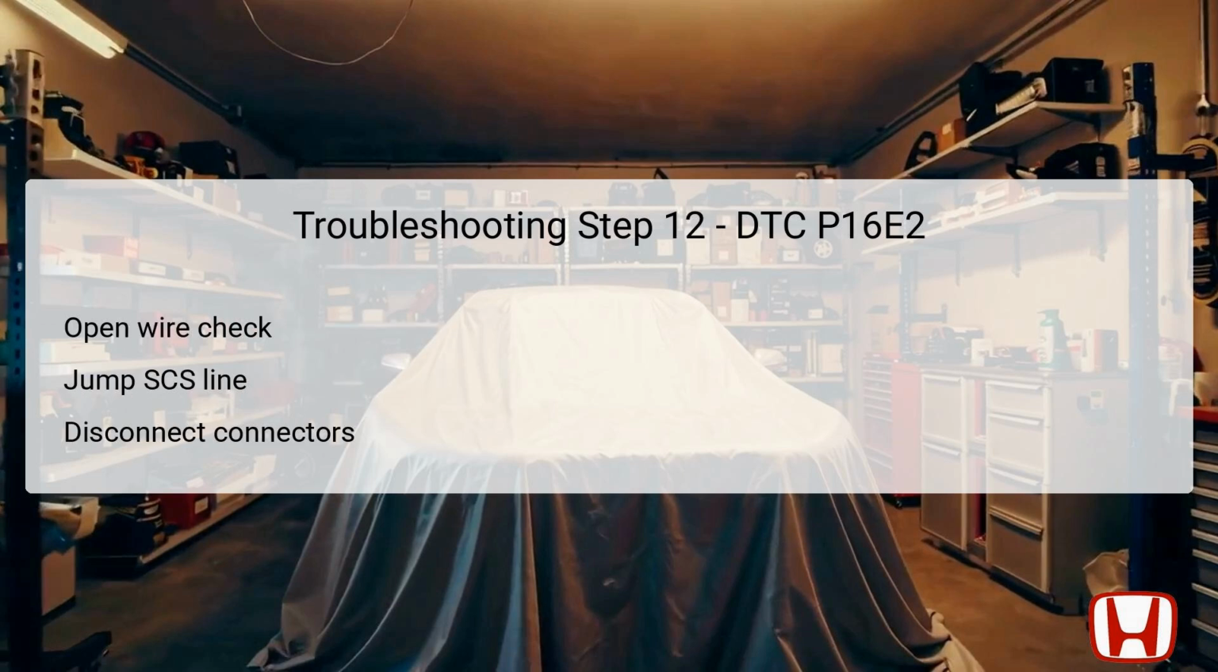In Step 12 of the troubleshooting guide for DTC P16E2, another open wire check is necessary to ensure thorough diagnosis. The process, once again, includes jumping the SCS line with the HDS, giving it necessary time to stabilize. Subsequently, you'll disconnect both the alternator's 1P and the shutter grill connector, measuring resistance between previously specified test points. Again, measuring this in off mode allows for checking the integrity of the LIN circuit effectively.